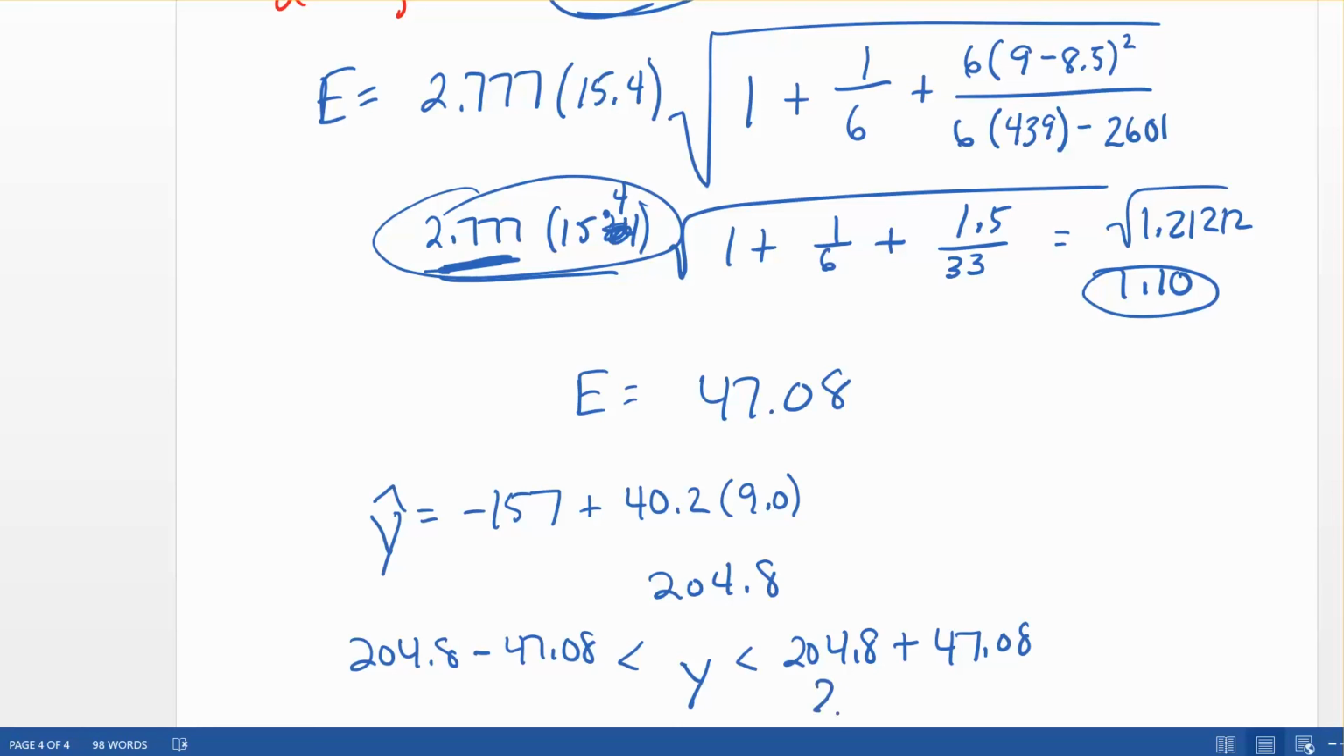Which is 252.6 and 157.72. It's quite a big spread there. So we're saying with 95% confidence, if the seal measures 9 inches in the picture, its weight is going to fall in that interval. It's a pretty big margin of error because we only had 6 seals that we measured. If we wanted a more precise equation with a smaller margin of error, we need a lot more pieces of sample data.